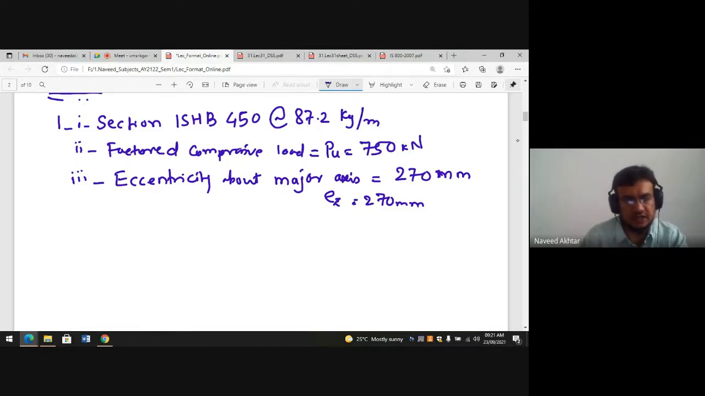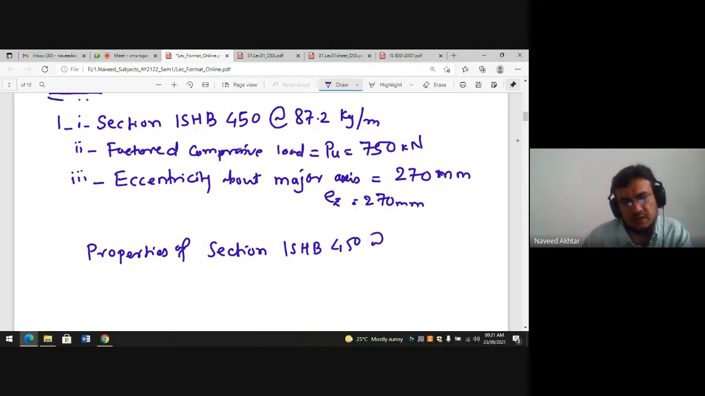Now the section is given, so you can write down the properties of the section, because we require the properties of the section for our calculation. So first we have to write down the properties of section. ISHB 450, 37.2 kg per meter.